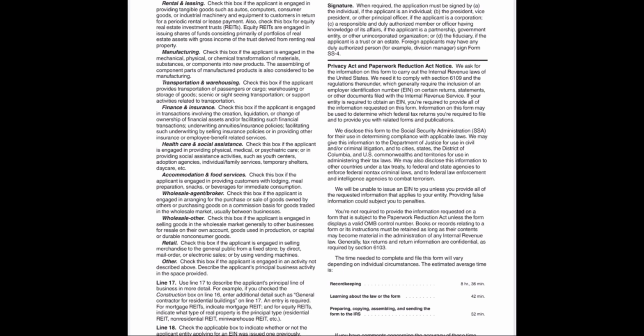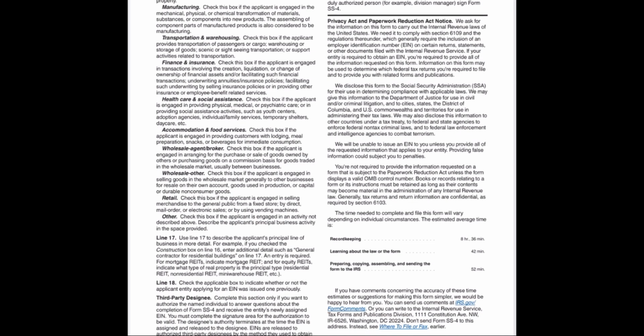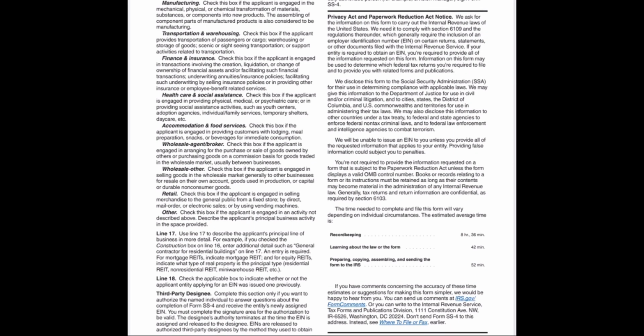You're not required to provide the information requested on a form that is subject to the Paperwork Reduction Act unless the form displays a valid OMB control number. Books or records relating to a form or its instructions must be retained as long as their contents may become material in the administration of any internal revenue law. Generally, tax returns and return information are confidential, as required by Section 6103. The time needed to complete and file this form will vary, depending on individual circumstances.